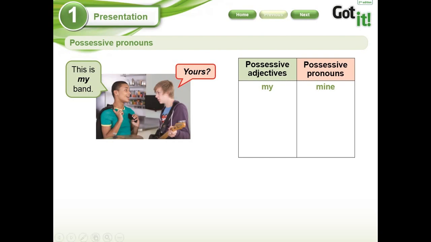Alright. So let's continue. My, mine. Your, yours. This is like first and second person. Primera y segunda persona. His. For example, this is his book. Este es el libro de él. Pero si solo quiere decir que ese es su libro, this book is his. Alright, do not forget it.